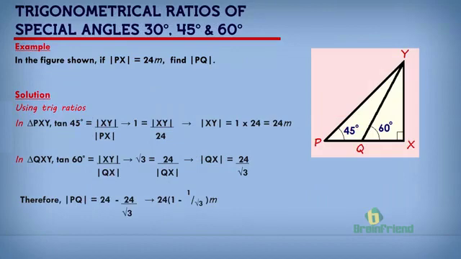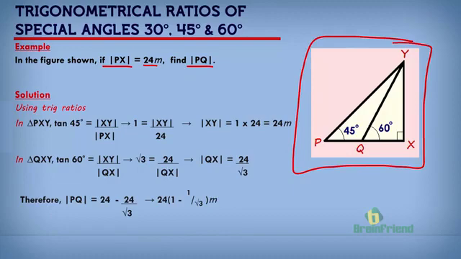In the figure shown, if line PX is 24 meters, find line PQ, okay? Here's our figure shown. Line PX, from this end to this end, is 24 meters. Good. We've been asked to find PQ. This is the unknown. All right. Let's go ahead. Using the trig ratios, first, we look at the triangle PXY.